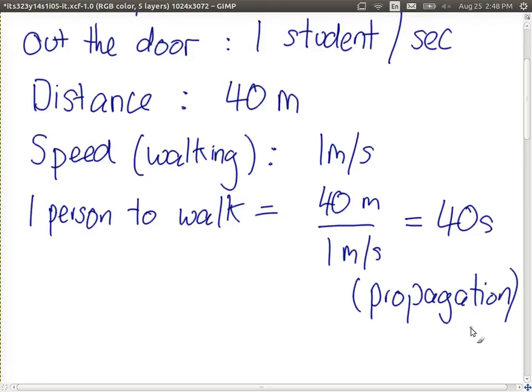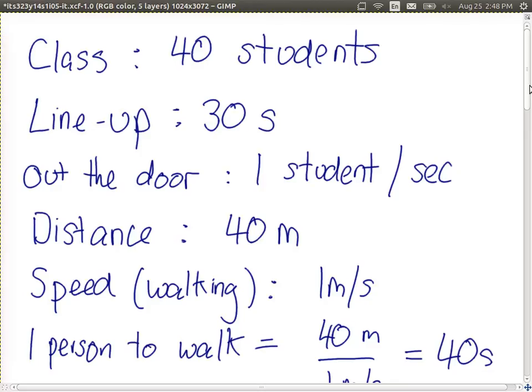How long does it take me to get the class out of this door? Once you're in a line, it takes me 30 seconds to get you in this line, and then once you're in the line, how long does it take me to get you out the door? Anyone? How many students do we have here? Maybe not quite 40. How long to get out the door? Not hard. 40 students, one student per second, 40 seconds. Okay. Plus the first 30 to line up those students.